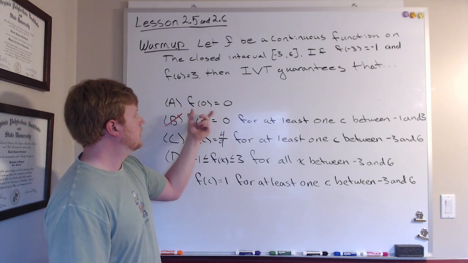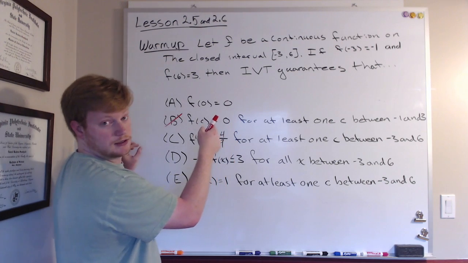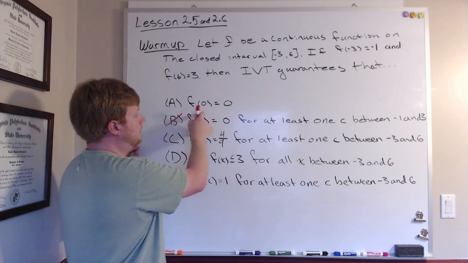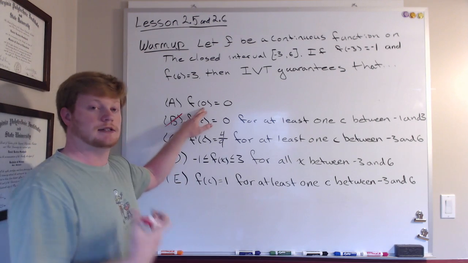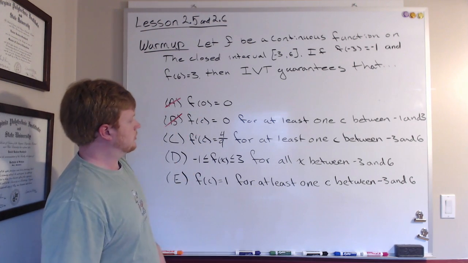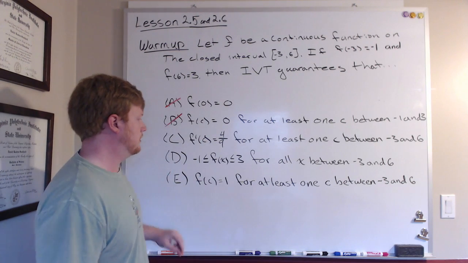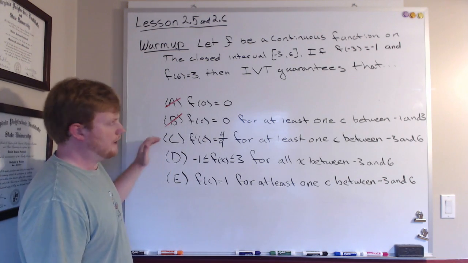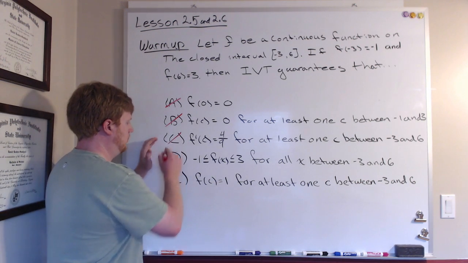It does not tell me what the C value is. So even though it might be true that there is a C such that f of C is equal to 0, we don't know that C is 0. So this isn't necessarily true. It could be the case, but it doesn't have to be true. The IVT does not guarantee that. The IVT also does not guarantee us anything about the slopes.